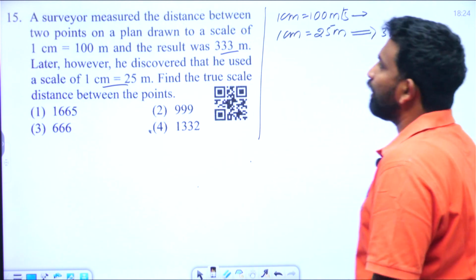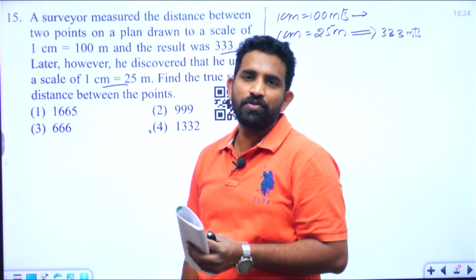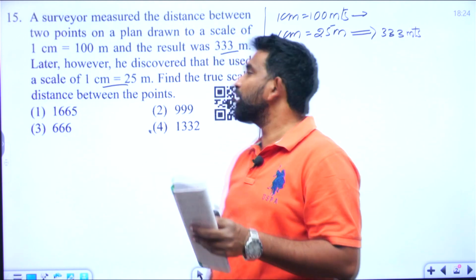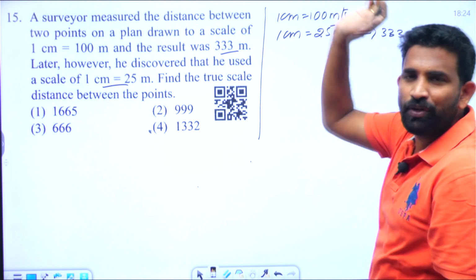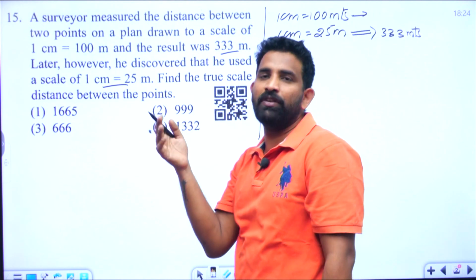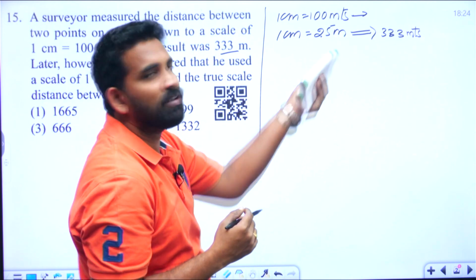Now the surveyor measured the distance between 2 points by a scale like 1 centimeter is equal to 25 meters. But he was supposed to use a scale of 1 centimeter is equal to 100 meters. So the question is very simple here. No need to take any formula to find out the correct scale or the correct distance. By using simple mathematics, we will be able to solve such questions.